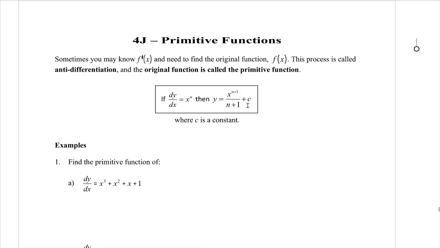All right, the last chapter, the last section that we have to do is called primitive functions, which is where we are going from the derivative and we're trying to go back to what the original function would have been. We're trying to reverse the process. So it says there, sometimes you may know f dash x and need to find the original function f of x. This process is called anti-differentiation, and the original function is called the primitive function.